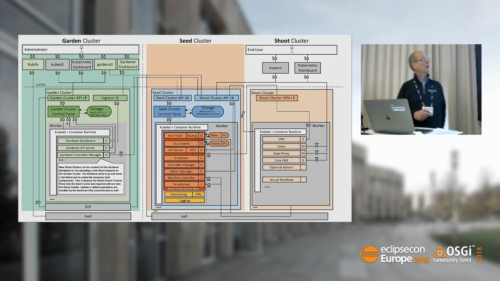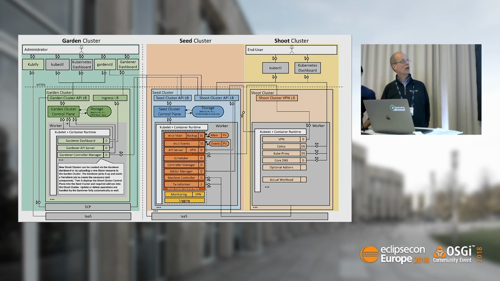Then we have the seed clusters. The main purpose of them is running the control plane. So for each control plane of the shoot clusters, we spin up a Kubernetes control plane. And then finally, the Gardener creates the shoot clusters. So it will create all the necessary infrastructure there, and then it will deploy another control plane in the seed cluster.